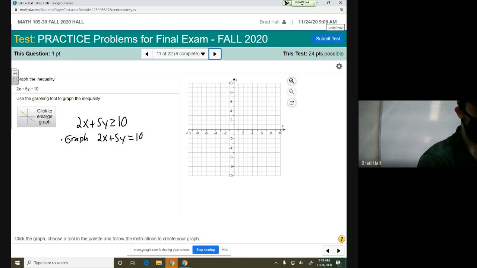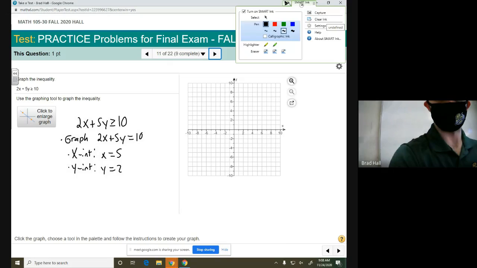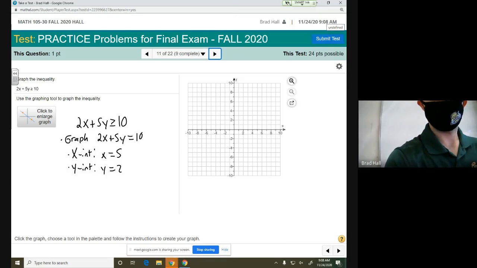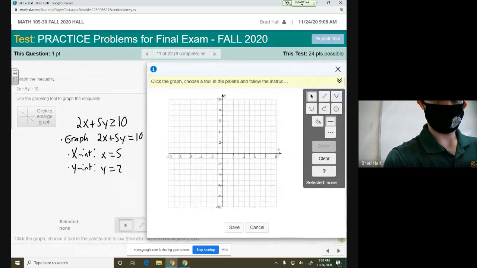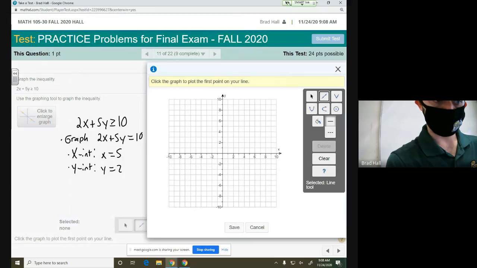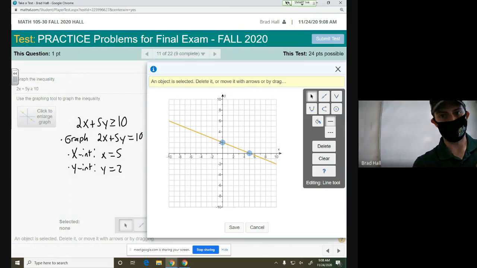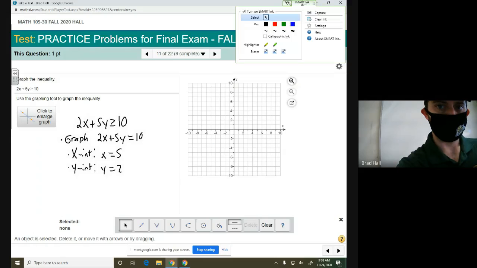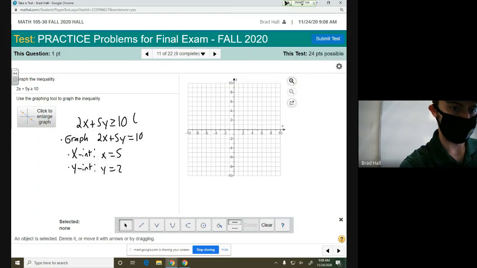If we go ahead and find the x and y intercepts, the x-intercept seems to be 5, the y-intercept seems to be 2. And we can go ahead and plot those, 5 and 2. The line will be solid as well, because there's an equal to in our inequality.